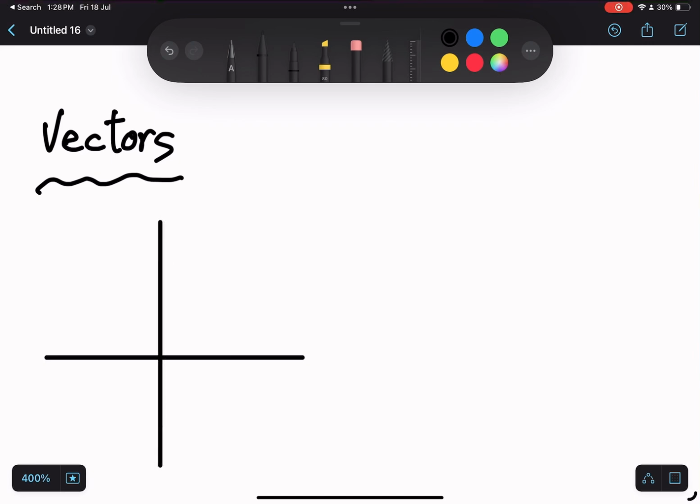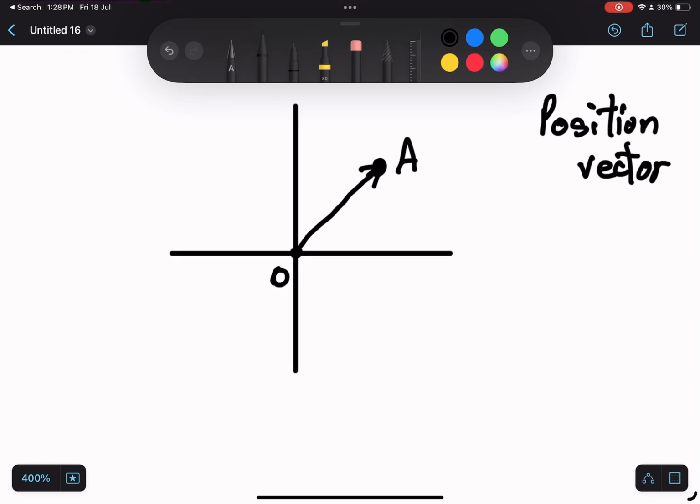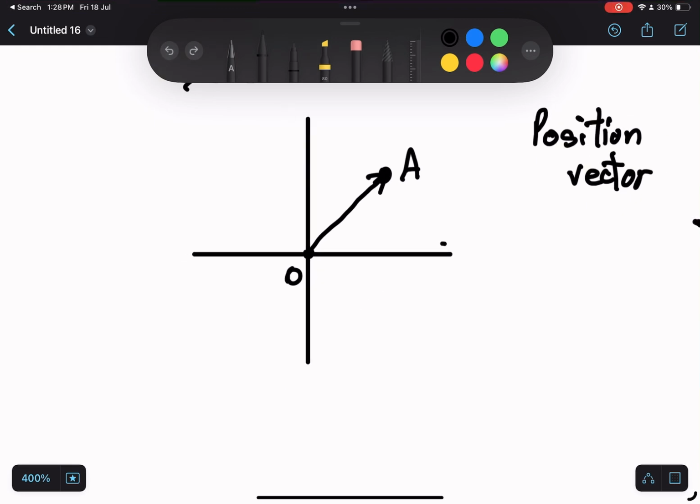A vector is defined as an arrow through space. A vector that starts at the origin and reaches to a point, let's call it A, is known as a position vector. Here is the x-axis and that is the y-axis. One unit of the x-axis is known as i hat, while one unit of the y-axis is known as j hat.